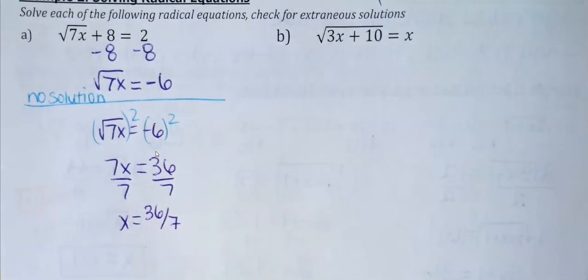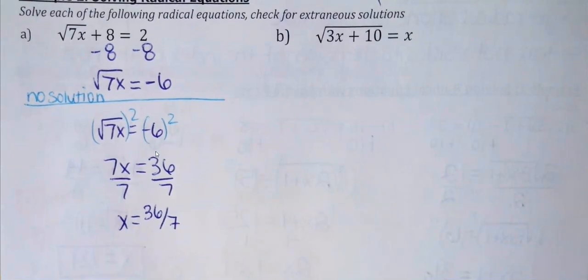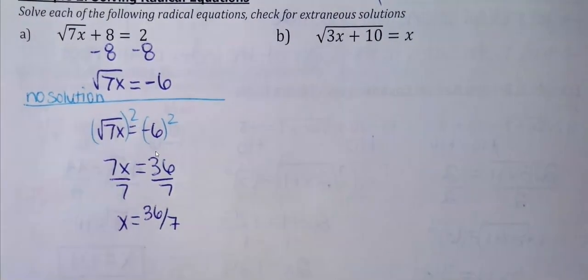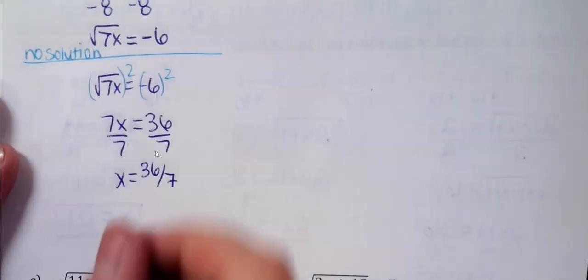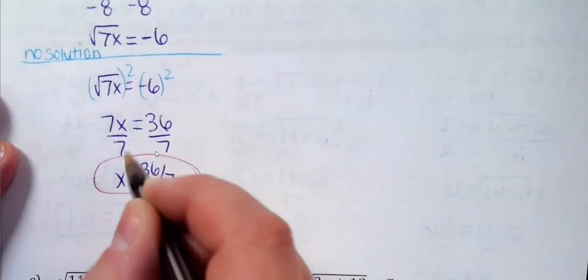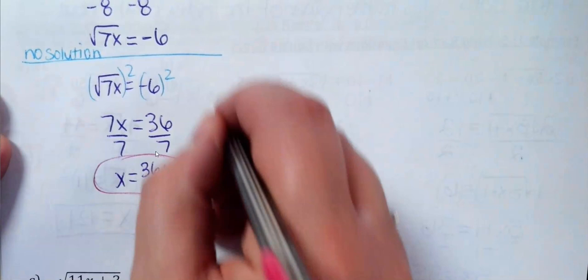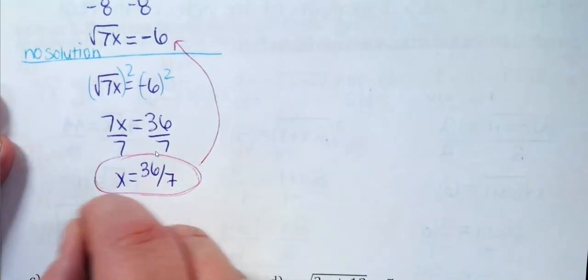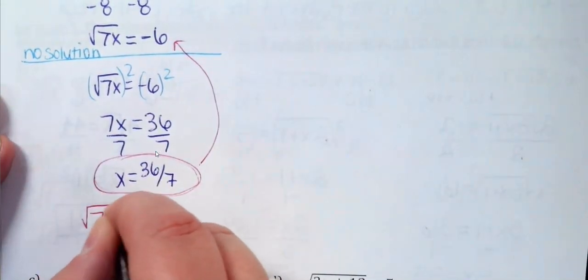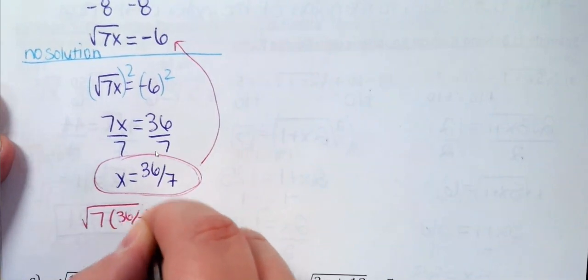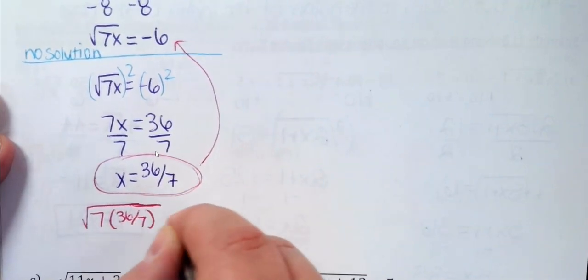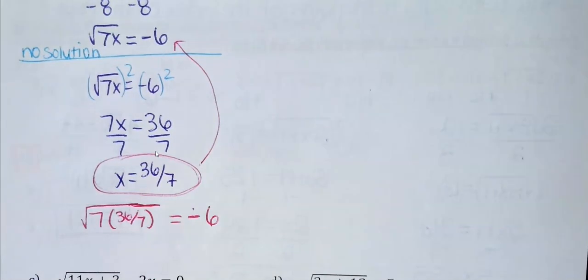But if I actually plug that back into the original problem, let me grab a different color here. Okay, so if I took this and plugged it in right here, you would have square root of 7 times 36 sevenths. I promise this is not bad, equals negative 6. That would be just to check this.